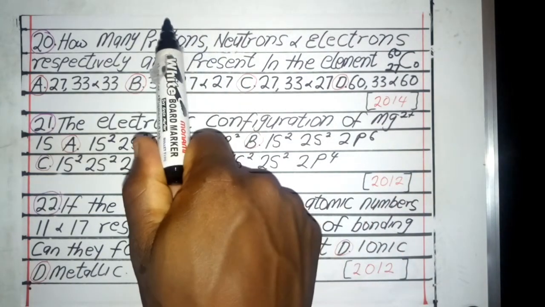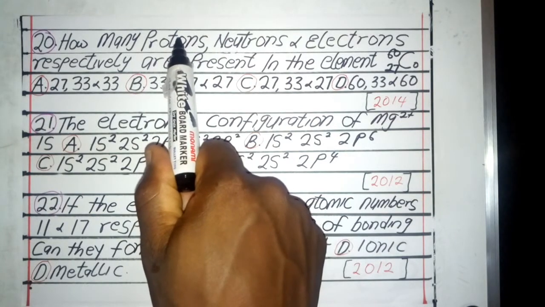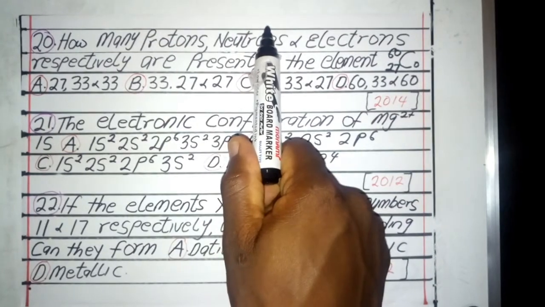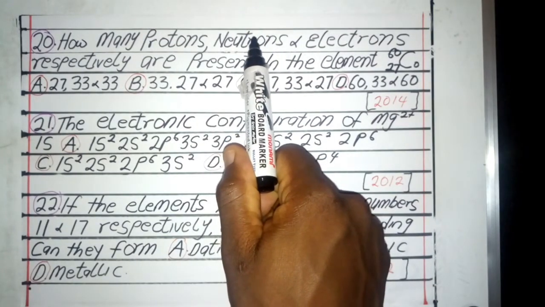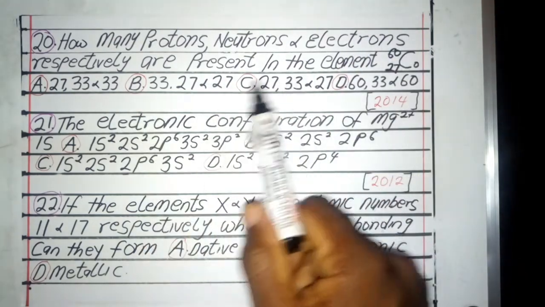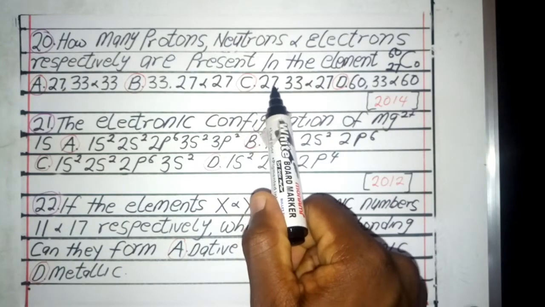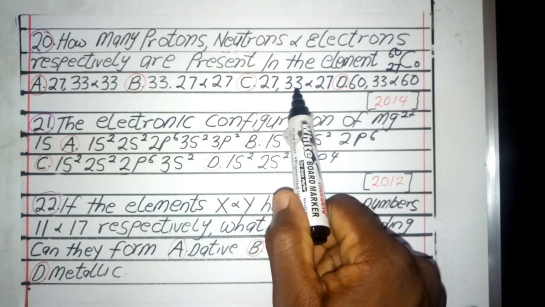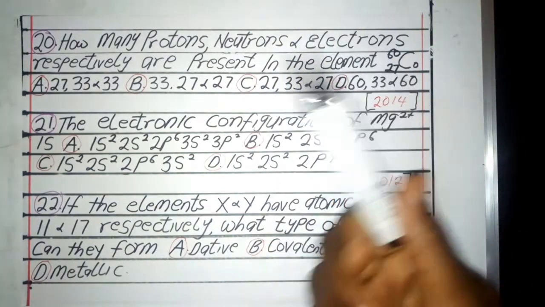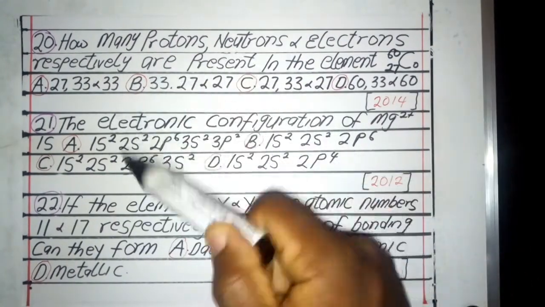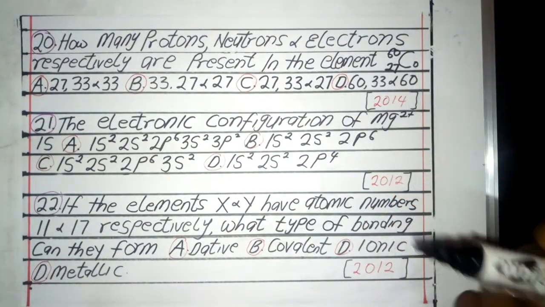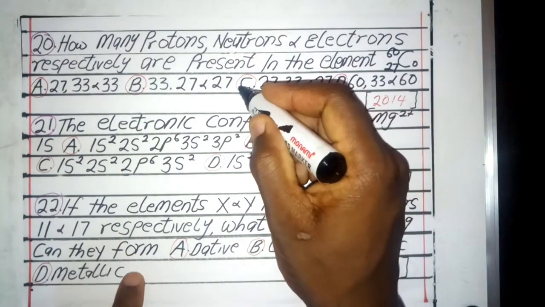So the proton is 27, the neutron is 33, and the electron is 27. So the answer has to be C: 27, 33, 27. Remember, to get the neutron, you subtract the proton from the mass number. So the answer is C.